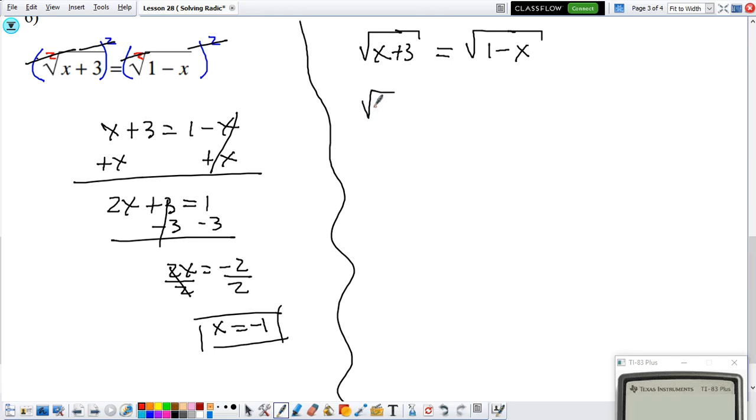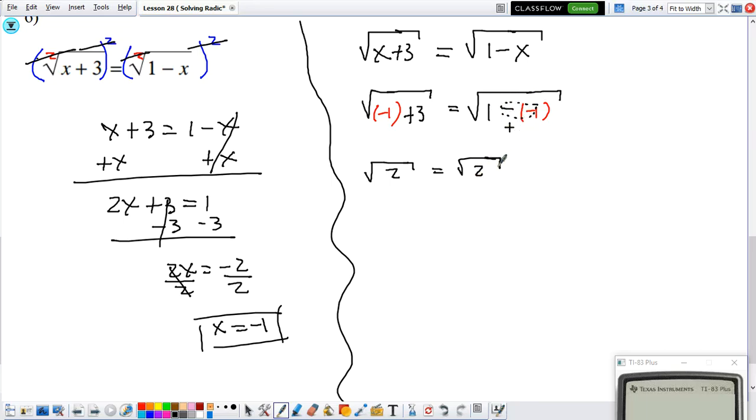So we're going to have the square root of negative 1 plus 3 equals the square root of 1 minus negative 1. So now let's see, what do we have here? 3 minus 1, so that's the square root of 2, equals 1 minus a minus, that becomes a plus. So I have 1 plus 1, so that's 2. Does the square root of 2 equal the square root of 2? So that's good. It's good to always check. This is for you to check your answers.